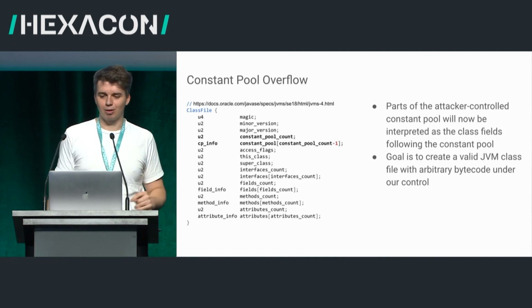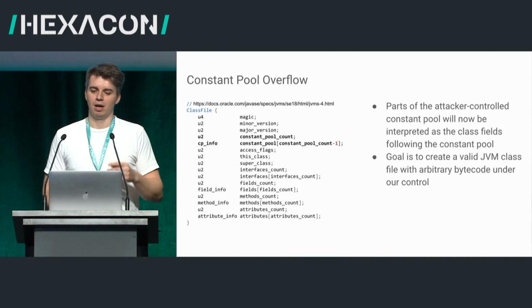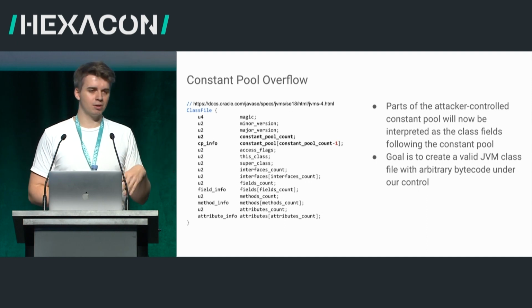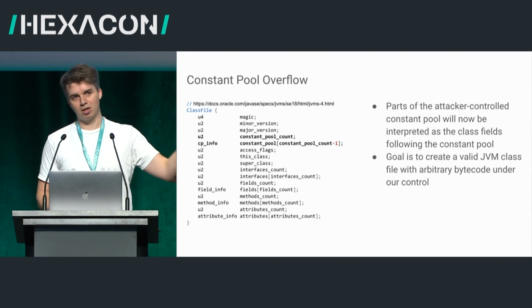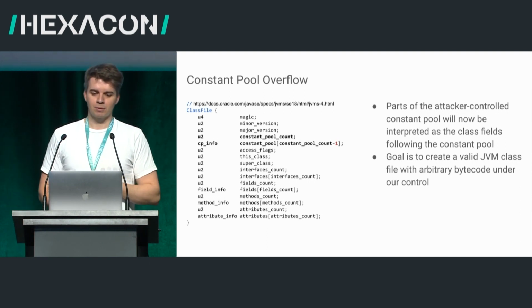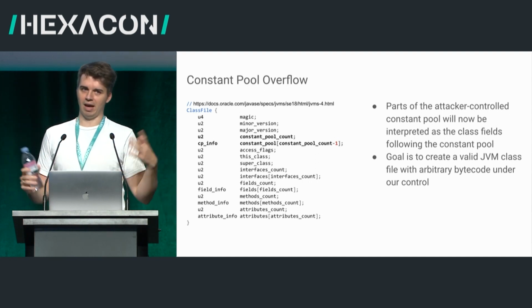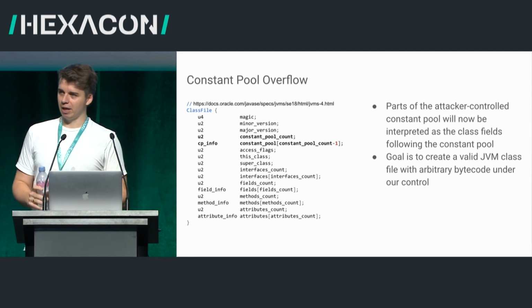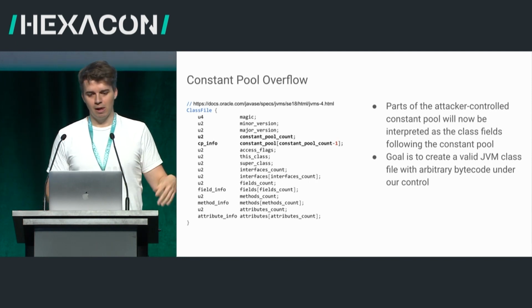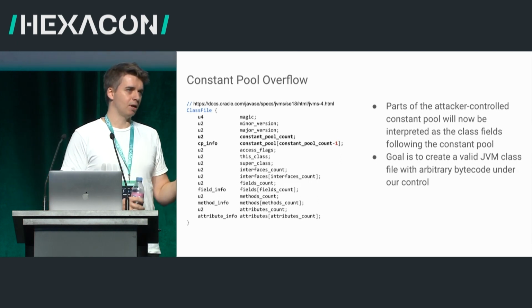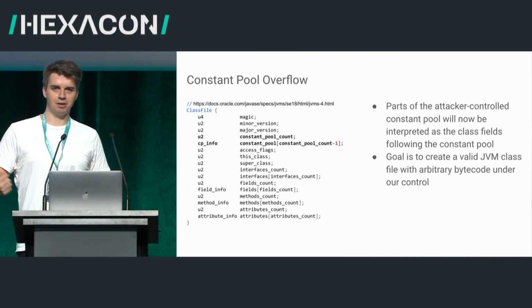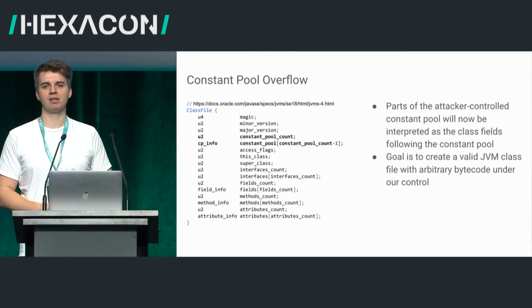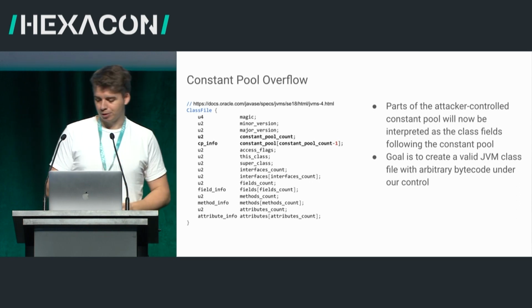So what you get with this is a primitive I call constant pool overflow, right? Part of our attacker-controlled constant pool will now be interpreted as the JVM class fields stored behind this pool. This includes stuff like the access flags of the JVM class, but also method definitions and their bytecode, right? So the goal we have is to use this corruption to create a valid JVM class containing arbitrary bytecode, because then when the XSLT runtime thinks, hey, the compilation was successful, let's load this class, we're going to actually execute whatever we want.